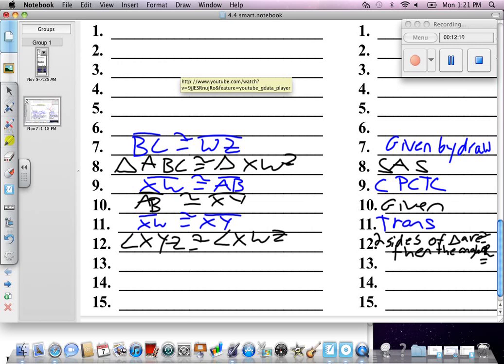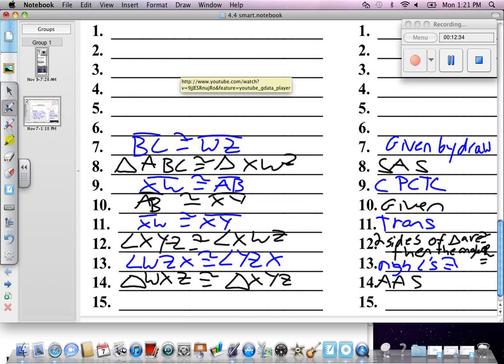Then we've got angle WZX is congruent to angle YZX by right angles congruent. And then triangle WXZ is congruent to triangle XYZ by angle, side congruency. Therefore, please don't talk while I'm talking, triangle ABC is congruent to triangle XYZ by transitive. And we are finally done.